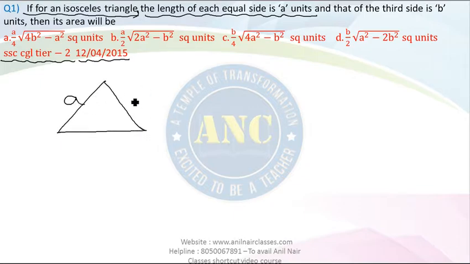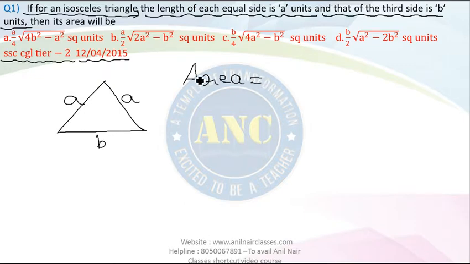That means this is A, this is also A. And that of the third side is B units. That means this will be B. Then its area will be how much? Sir, A and A both are equal. B is an unequal side. Just now we discussed this, sir. Are you talking about the same thing in this question?